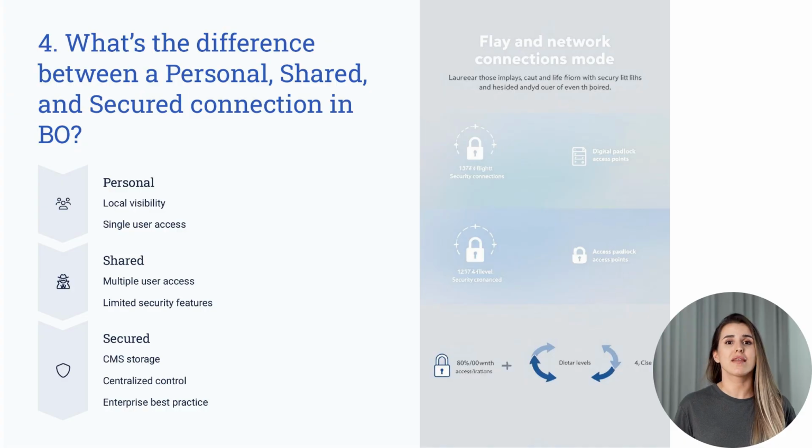Let's jump into another commonly asked question. 4. What's the difference between a personal, shared, and secured connection in BO? A personal connection is local and only visible to the user who created it. A shared connection can be accessed by multiple users but isn't secured. A secured connection is stored in the CMS and offers centralized control, making it the best practice in enterprise environments.